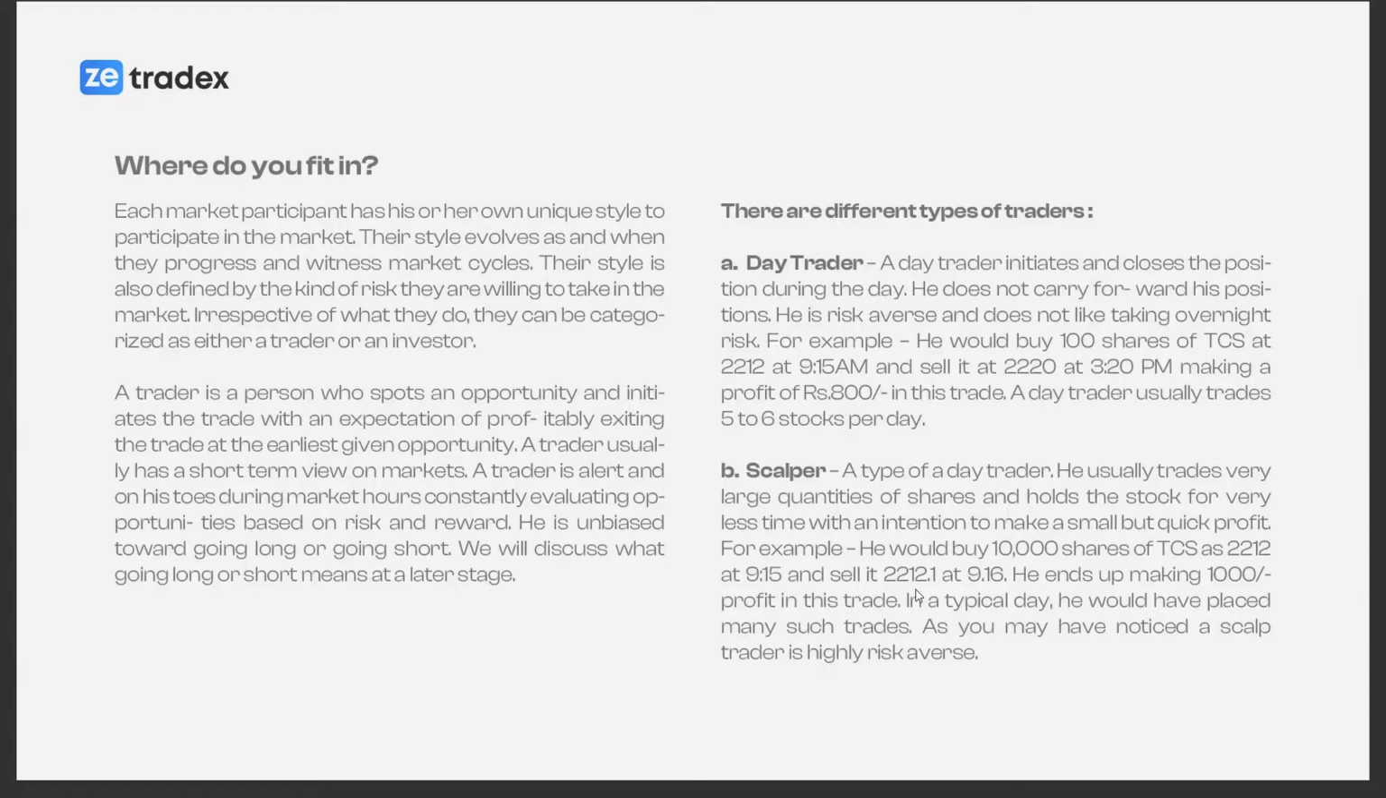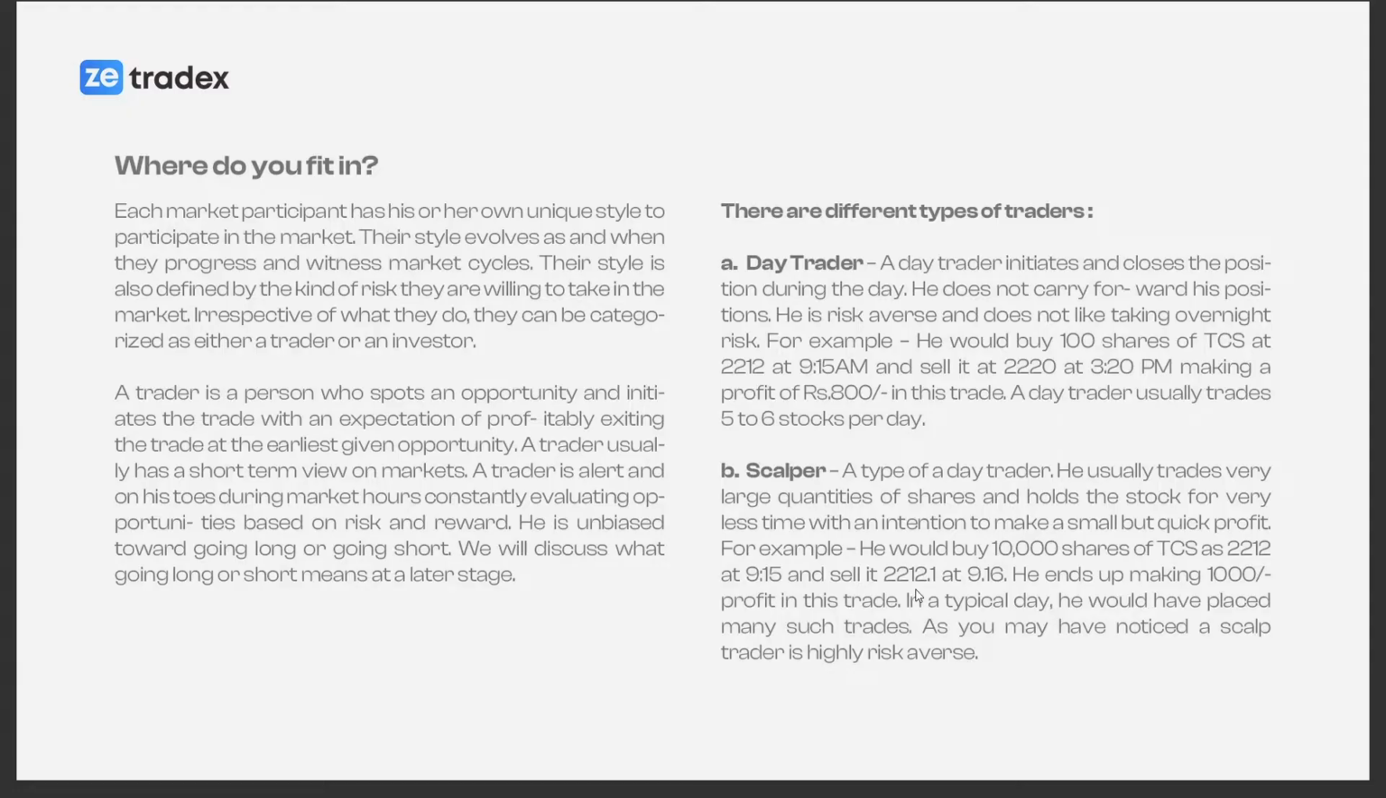But first, we talk about the day trader, who initiates and closes a position during the day. He does not carry forward his position. He is risk averse and does not like taking overnight risk. For example, he would buy 100 shares of TCS at 2212 at 9:15 a.m. and sell it at 2220 at 3:20 p.m., making a profit of 800 rupees. In this manner, a day trader usually trades 5 to 6 stocks per day.